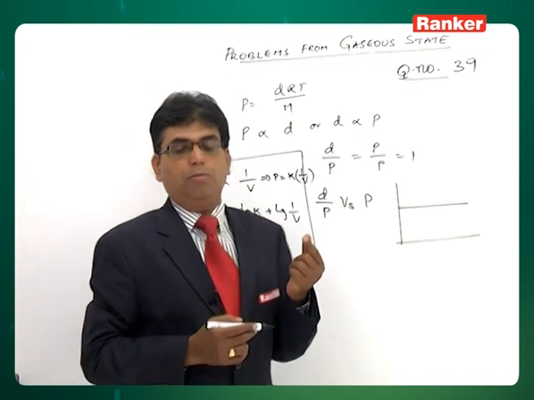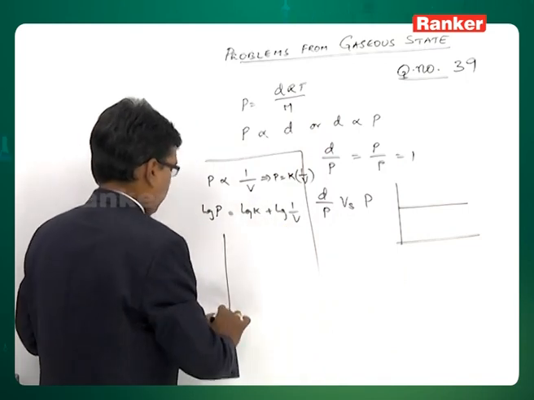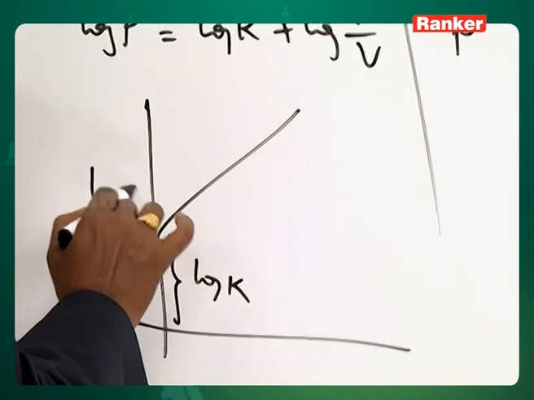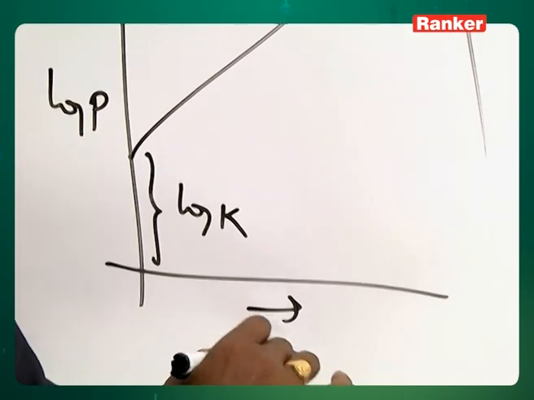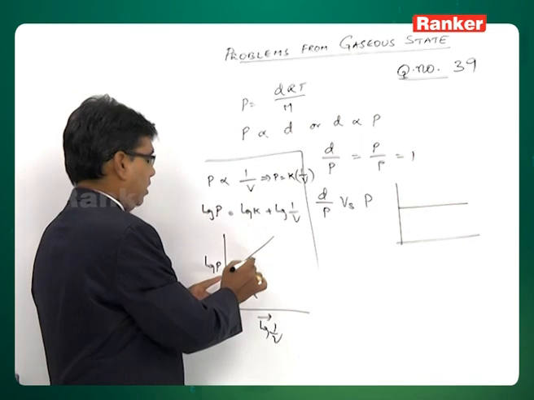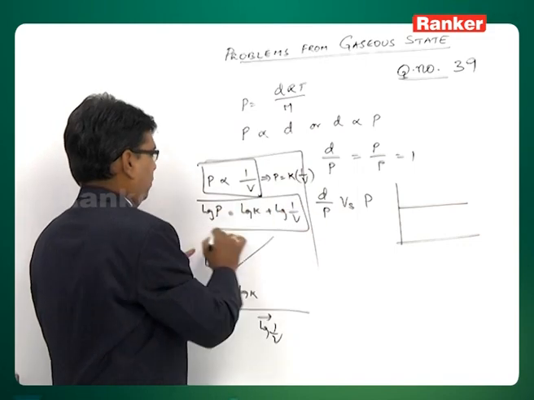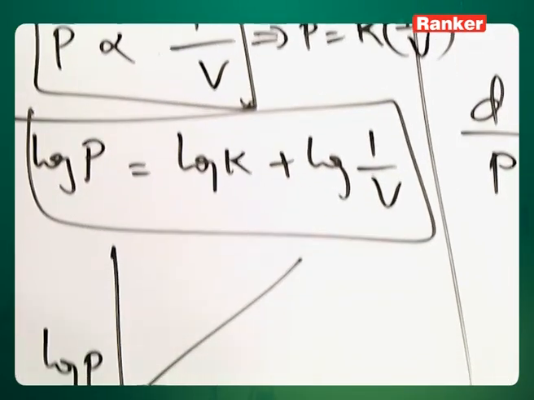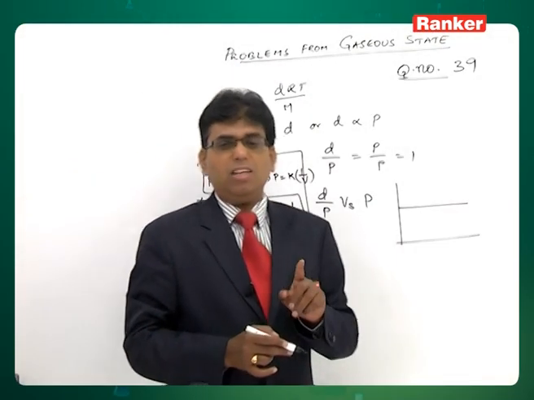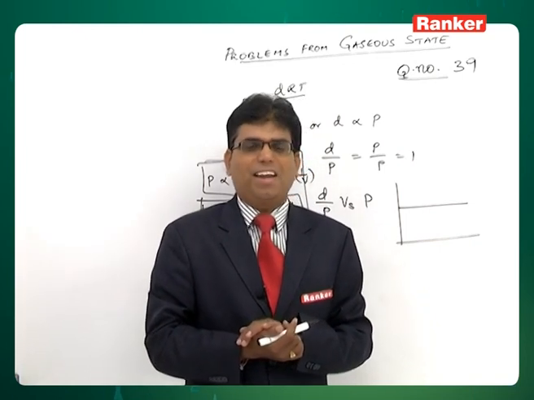So, then you will get an intercept of log K. That intercept corresponds to B, and here what you will get is like this, and this is equal to log K. So, this is log P versus log 1 by V, and it is a straight line with an intercept log K, and this is again at constant temperature. Therefore, the correct answers here are option P on the right hand side and also option T, right.